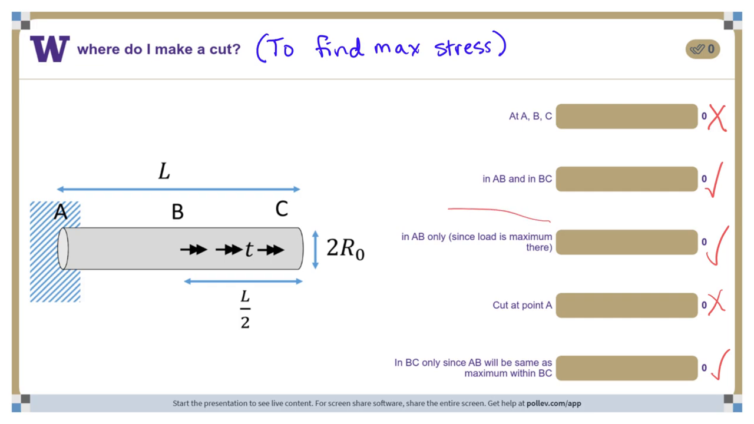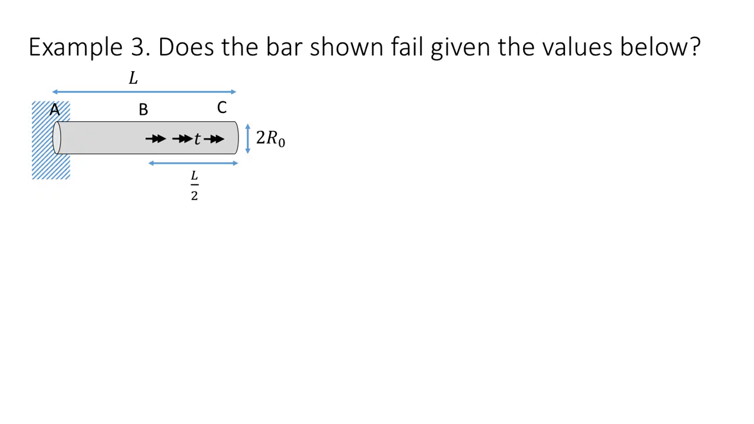And I will choose to use this one, cutting here in AB, because I know the load's maximum there, and that means I don't have to ever even make a cut at an arbitrary x and come up with the equation of how much of that torque I kept. I can just keep all of it, and we'll see that in a moment. So now I'm ready to solve this problem, and I'm going to start, as I said, by making this imaginary cut.